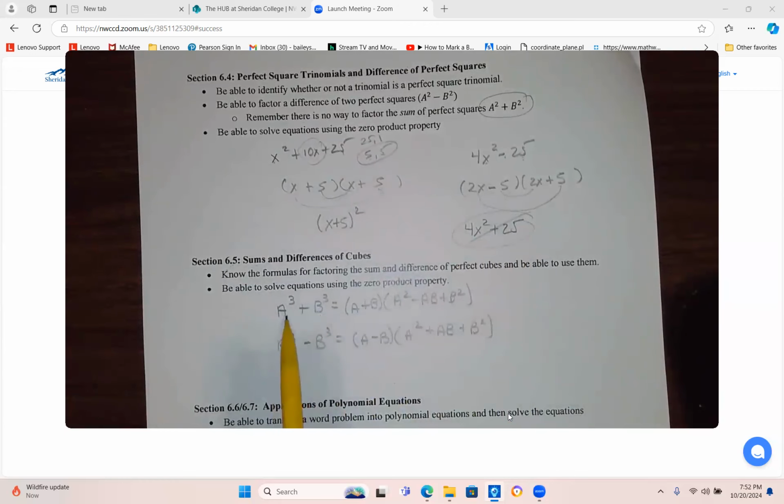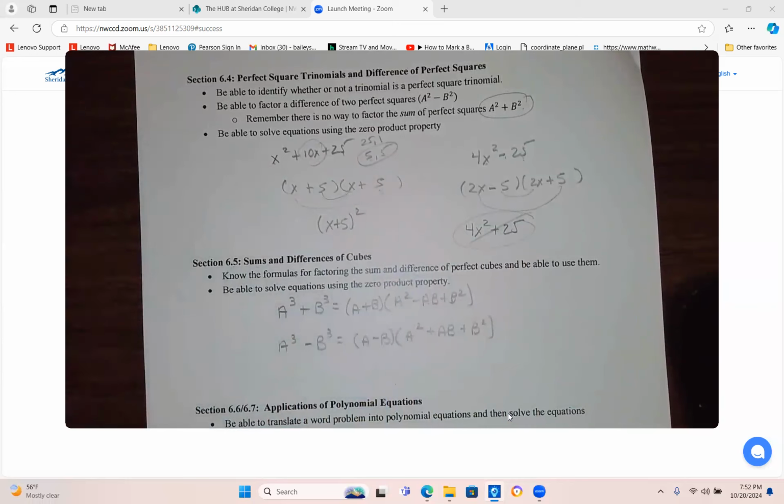Once you've determined what the A and B are, then you just put it into the formula. Remember that this cannot be factored any further, so don't try. You can look at this to see if it can, but for the most part, this will never be factorable. This one might be, maybe not.